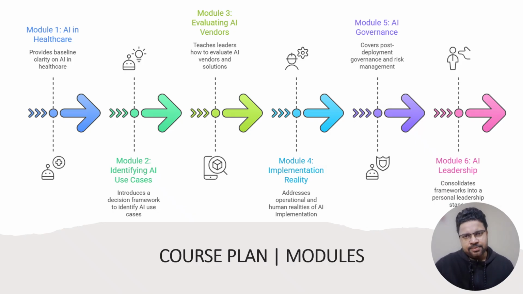Module number 3 helps you evaluate the AI vendors and solutions so you can challenge the claims and make more informed decisions. Then, in module number 4, we look at the operational reality of implementation, workflow integration, change management, and adoption. Module number 5 focuses on governance and monitoring, which is critical once AI systems are live. And finally, module 6 brings everything together into a practical leadership approach you can apply in your own organization.